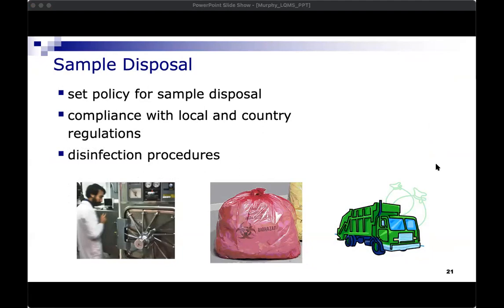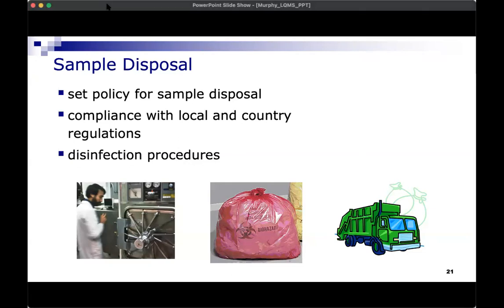So to ensure proper disposal of patient samples, you need to develop a policy for sample disposal and make sure you keep in mind local as well as country regulations for disposal of medical waste. This can vary from country to country, even region to region maybe. And so it's really important to find out what the local regulations are where you are, and make sure you're complying with them. And then establish and follow procedures to disinfect samples prior to disposal.